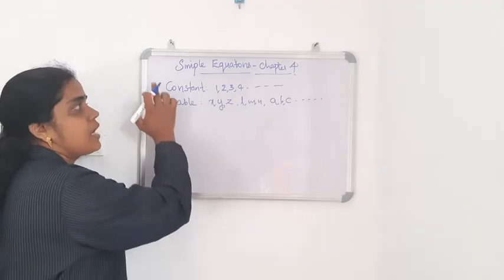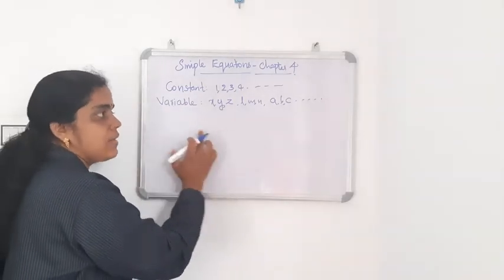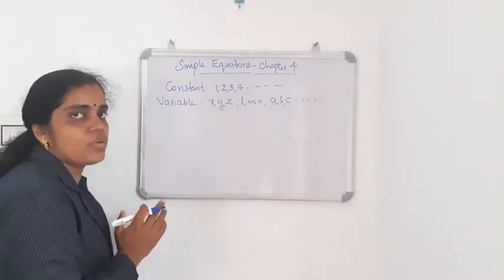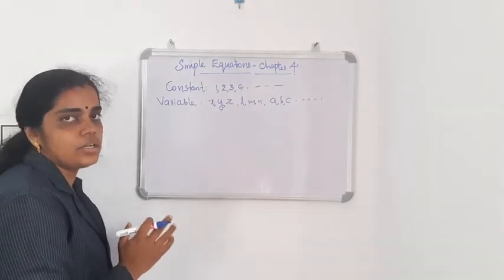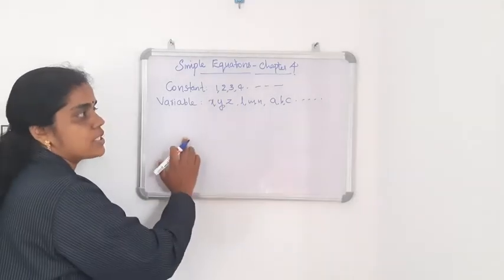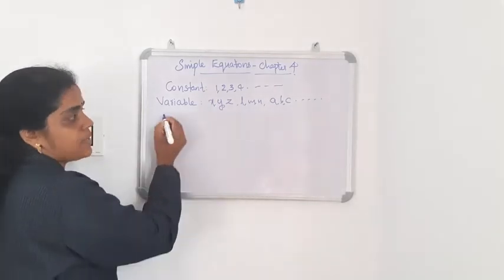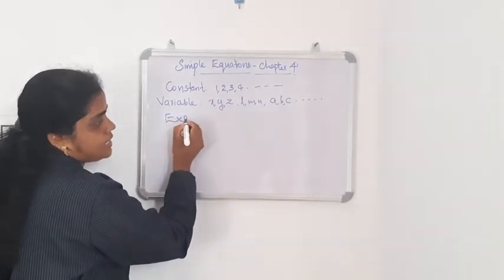This variable and constant and any one of the operations. What are the four operations? Addition, subtraction, multiplication and division. Any one of the operation together known as expression.